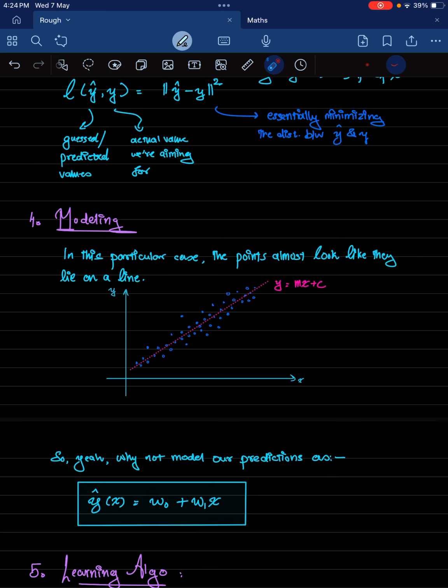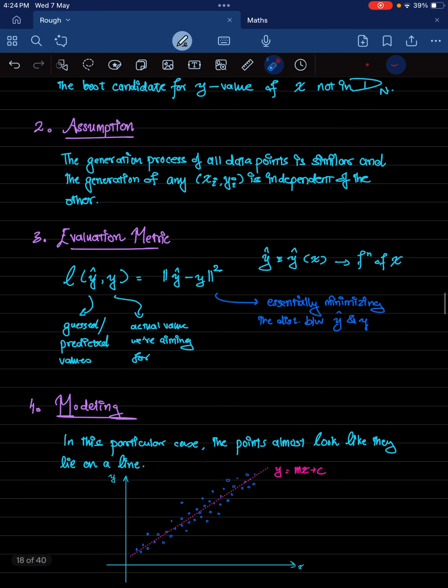So this is where the more human aspect of machine learning comes in. Again, this is also a very human aspect, because a machine won't be able to think that, okay, I have to minimize the distance.